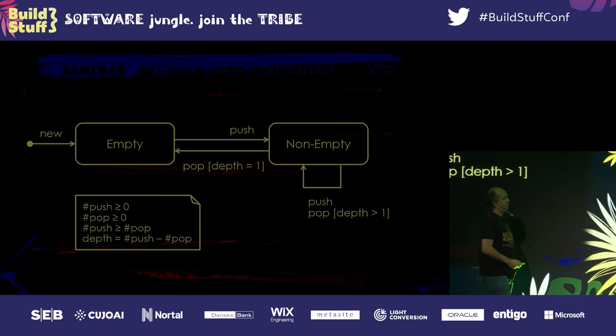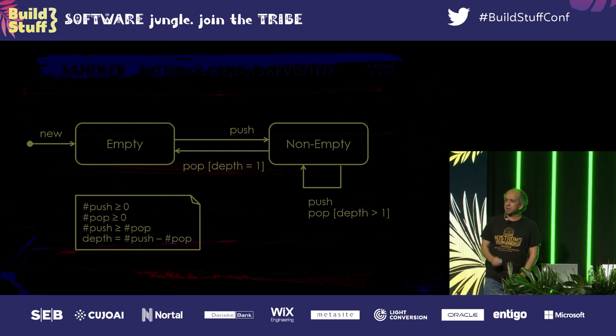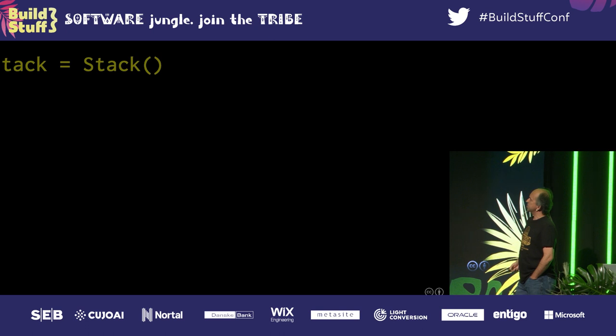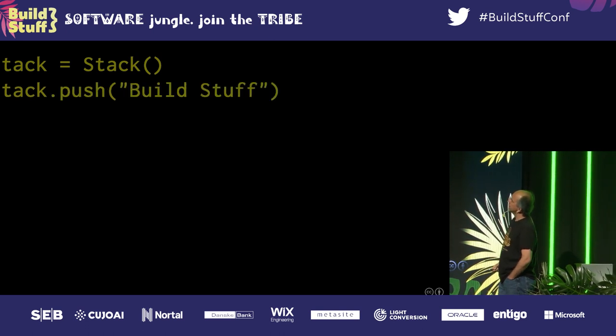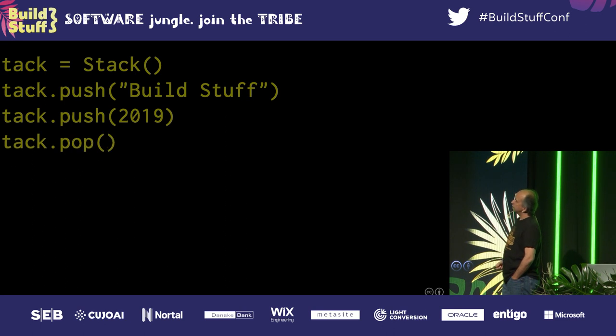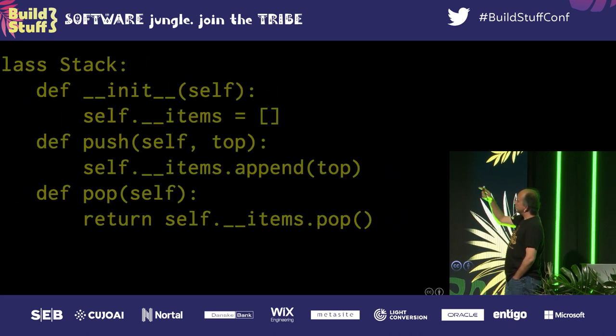Nice. What language is sufficiently minimal that we can express this? Python. So, stack is a stack. Surprises. Let's push, okay? Let's push some more. And let's pop. And what we should get is 2019. Let's pop again. What we should get is build stuff. Nice. Okay, let's try a different usage.